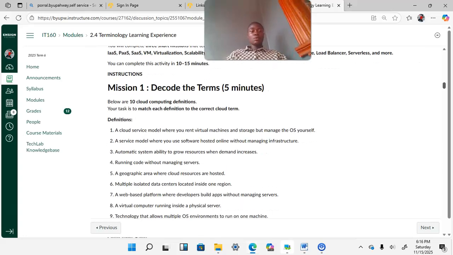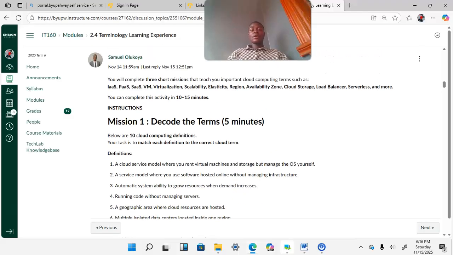Again, he asks a question here. For instance, in number five, a geographical area where cloud resources are hosted. We get to understand that a geographical area where cloud services are hosted is known as the region in cloud computing, and that's the terminology.